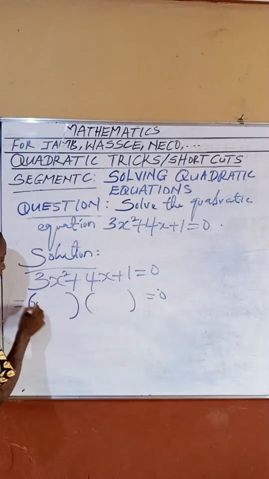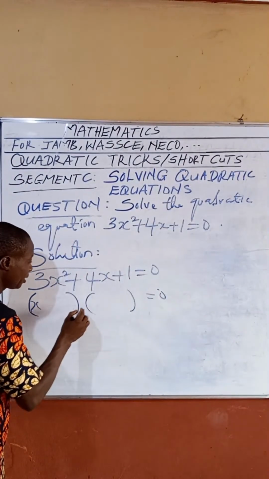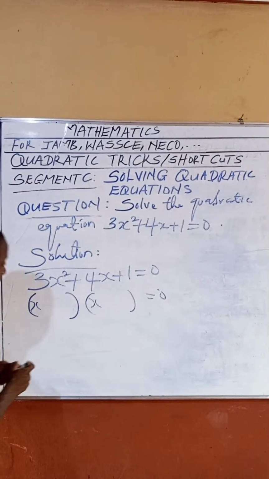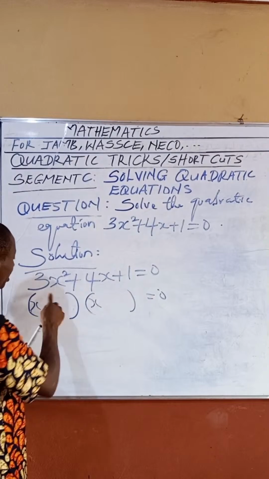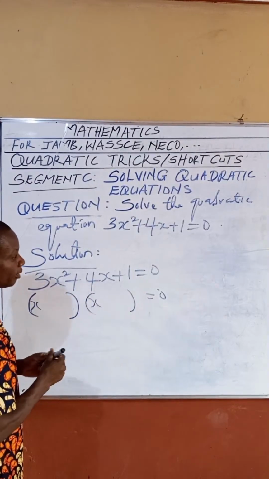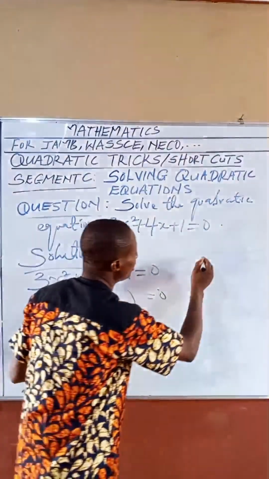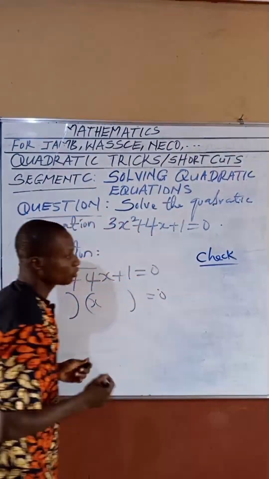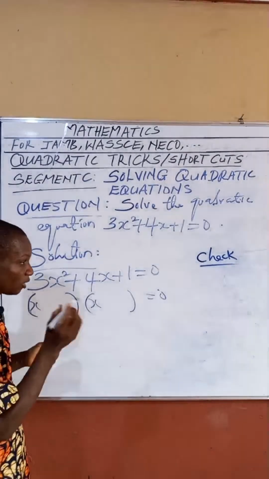We have our x here and here. Now we want to check if we can factorize. Can we factorize? First, check. Write the word check here. Check for factorization. And how do we check?